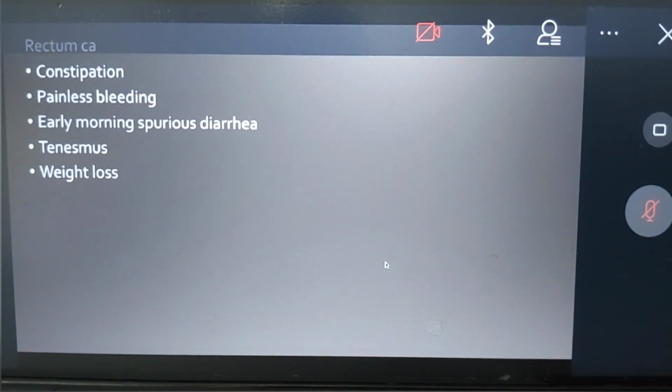But in rectum CA, the patient usually has constipation, bleeding per rectum, early morning spurious diarrhea, tenesmus, and also weight loss.